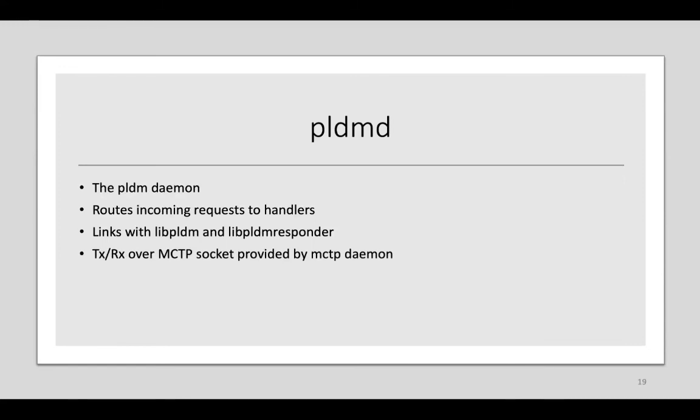The PLDM daemon itself is basically a PLDM or MCTP daemon. There is an MCTP daemon also implemented on OpenBMC, which provides a Unix socket-based API that the PLDM daemon uses to send out PLDM messages and to also listen for incoming PLDM messages. This daemon links with libPLDM and can optionally link with libPLDM responder as well. When the BMC can act as the PLDM responder, this daemon routes incoming PLDM request messages to the right handler.